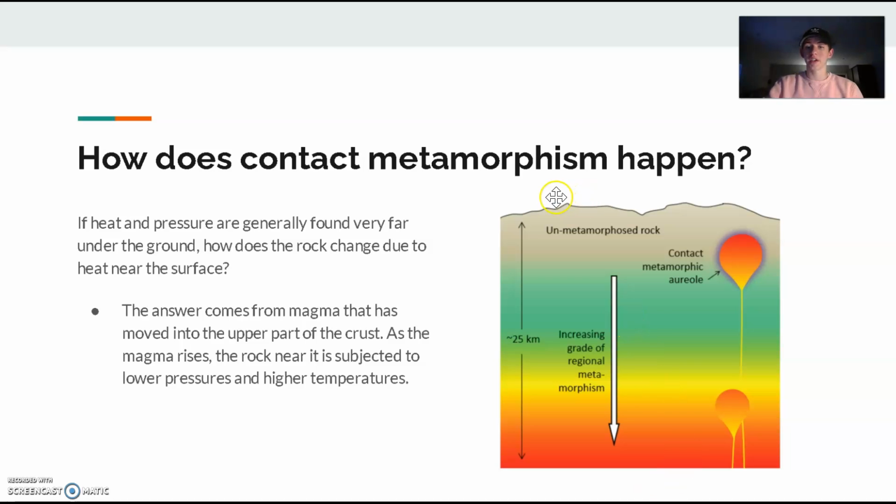So, like I just said, we can see here as it gets deeper and deeper underground, roughly 25 kilometers in this picture here, as we get deeper towards the center of the earth, it gets hotter, and there's more regional metamorphism occurring because there's pressure and heat on much of the rock. But here we can see a contact metamorphic aureole, which I'll talk about a little later on, where we see this large magma pocket that's heating rock near the crust, and that's causing contact metamorphism to happen.